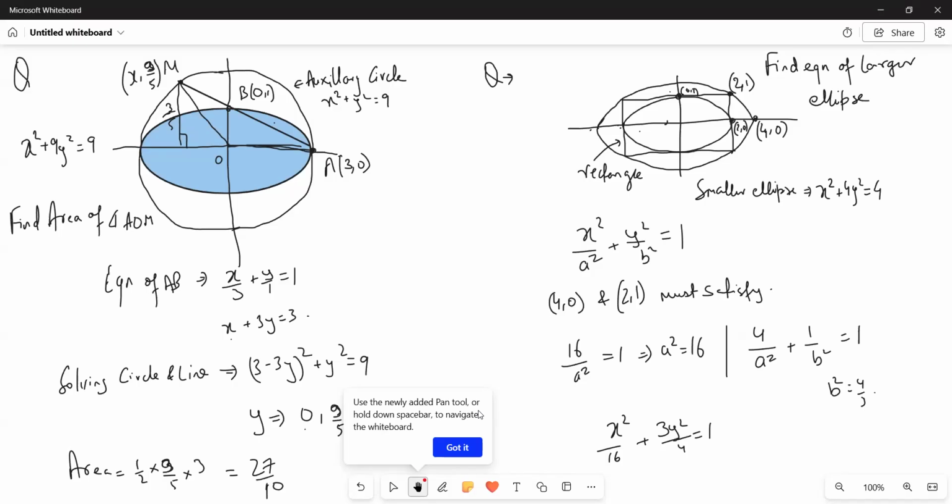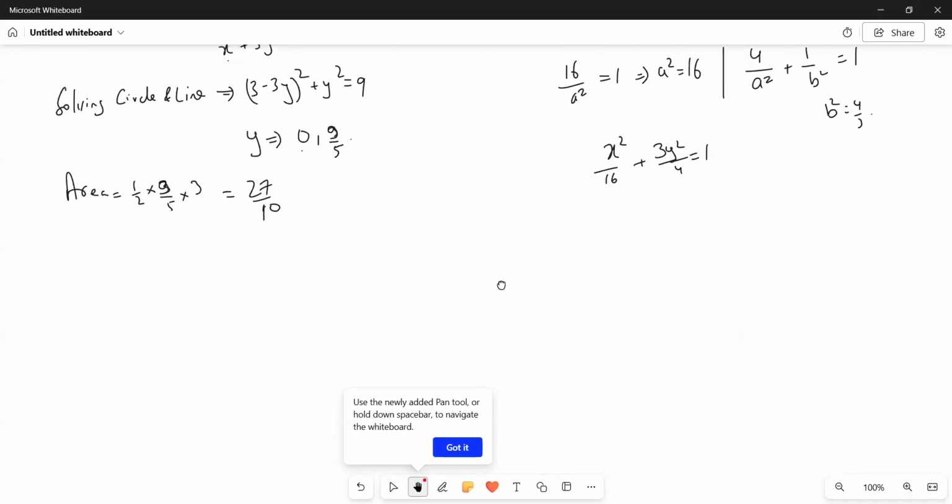हाँ सर हो गया. सर बी स्क्वायर का वैल्यू 3/4 नहीं होगा? देख लो यार क्या आएगा. 3/4 आएगा, 4/3 आएगा. हाँ सॉरी सर, 4/3 आएगा. I'm using your calculations. So whatever you tell me, I'll write that.